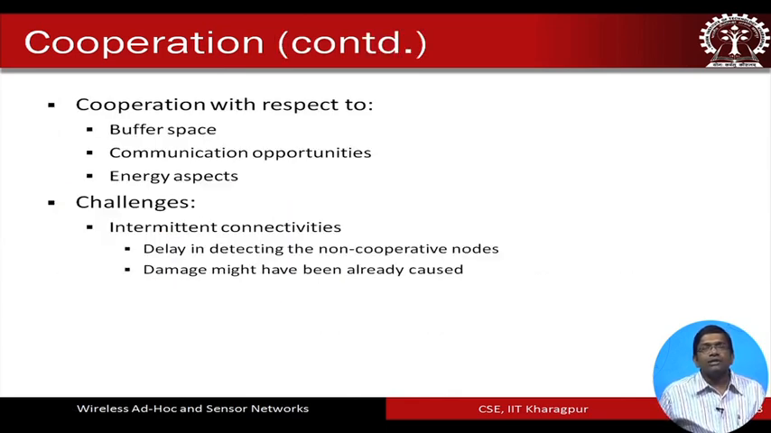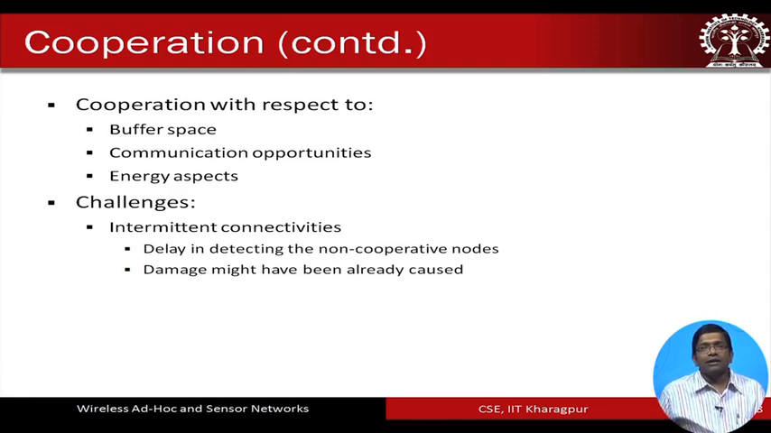Cooperation issues are important issues. Specific issues, for example the buffer space, communication opportunities and energy aspects, are quite intuitively important. Consequently, I am not going to elaborate on each of these issues further. There are different challenges that are encountered in enforcing cooperation in these networks.